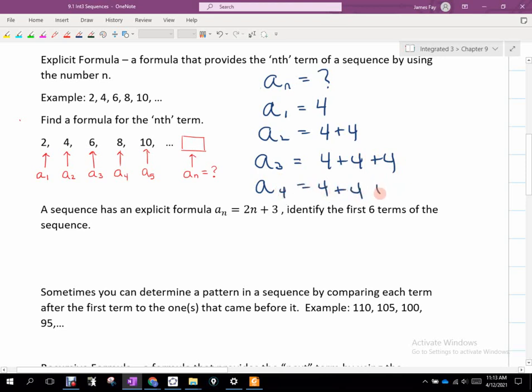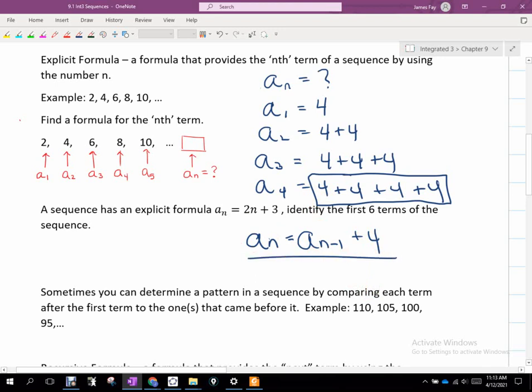Let's do it this way first, though. Would you guys agree that A sub n, so let's visualize A sub 5. It would be this one plus 1 more 4, wouldn't it? Is this one here the previous one plus 1 more 4? Okay, so A sub n is going to be the previous term plus 4 more, right?